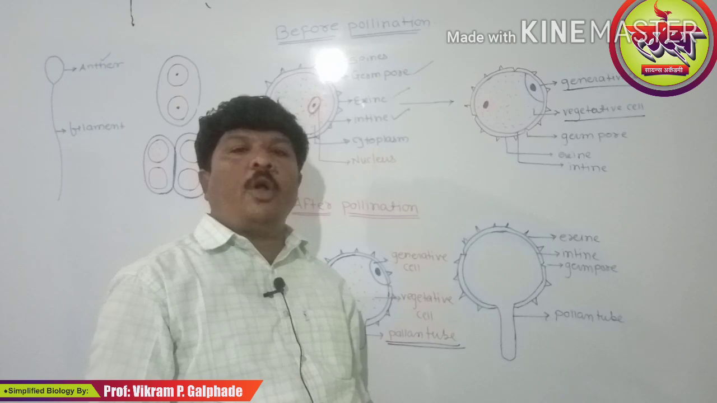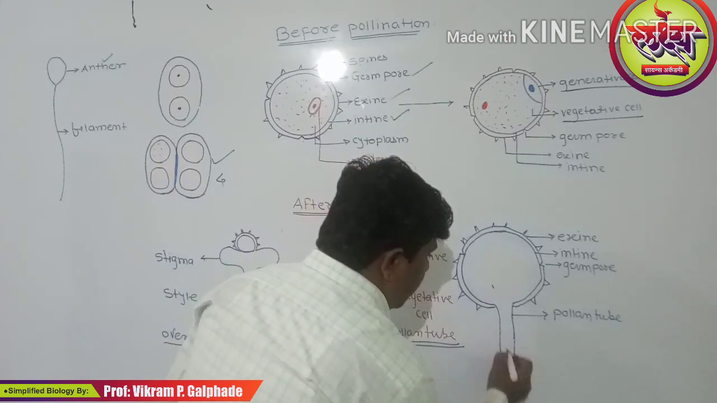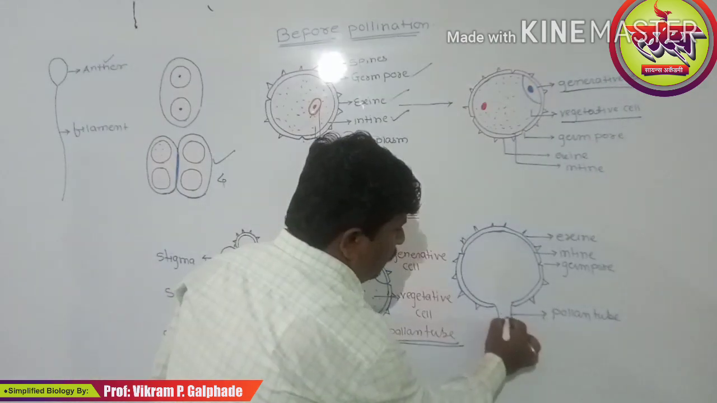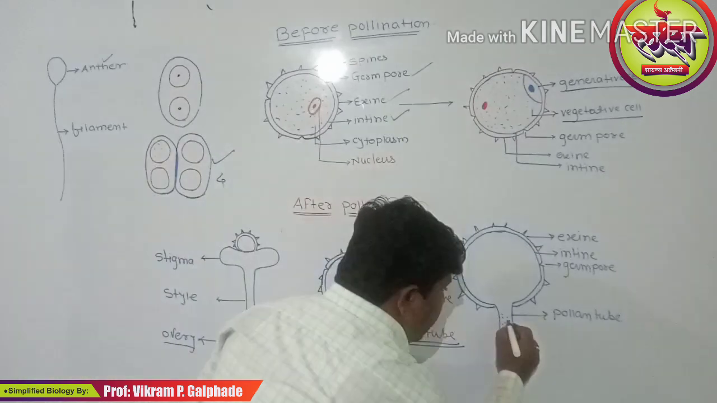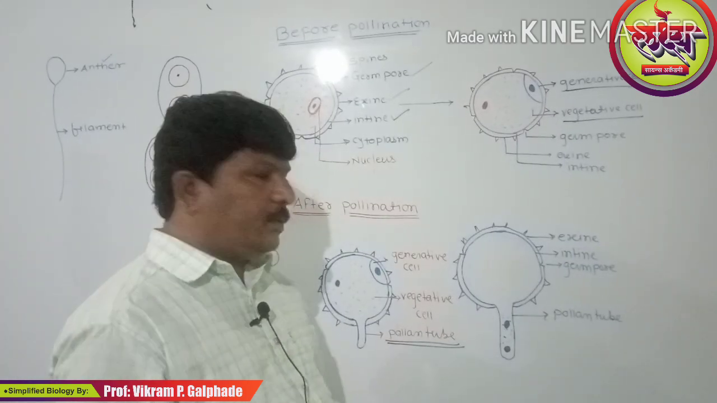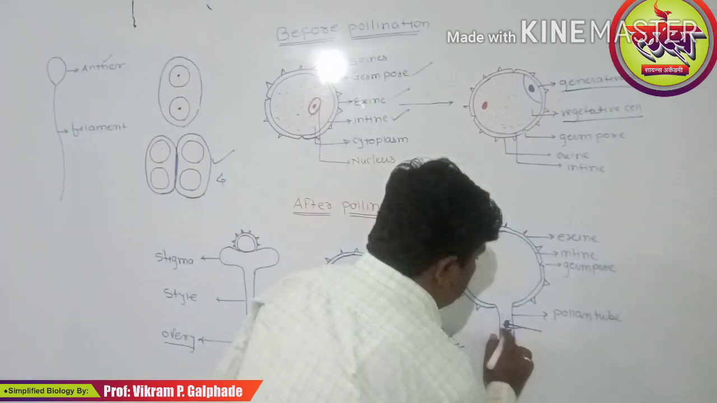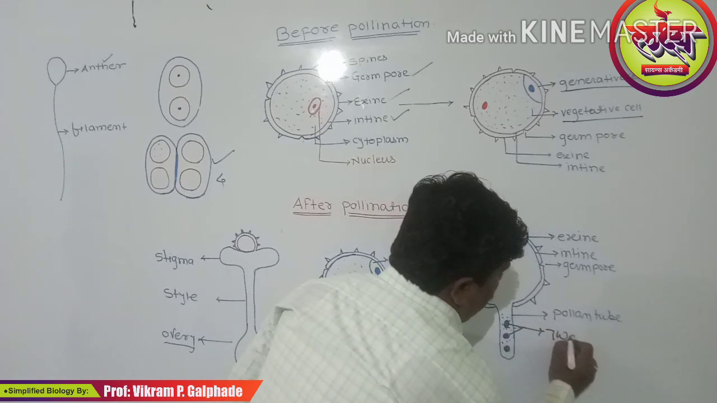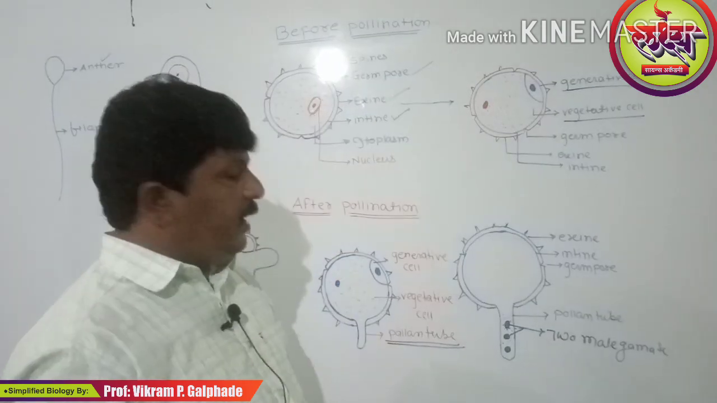After formation of the pollen tube, first the tube nucleus enters, then cytoplasm enters the pollen tube, then the generative nucleus enters, and this generative nucleus is divided by mitosis to form two male gametes. It forms two male gametes.